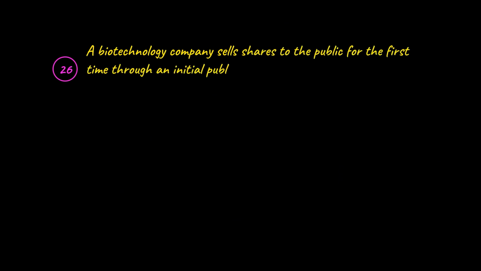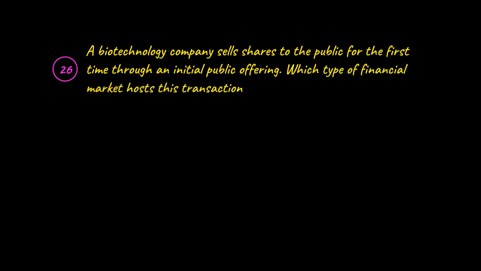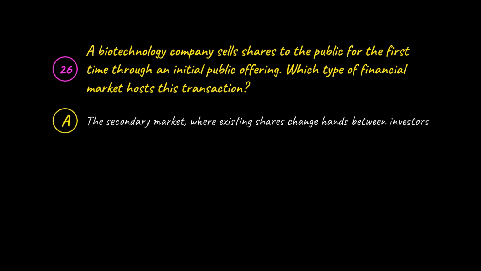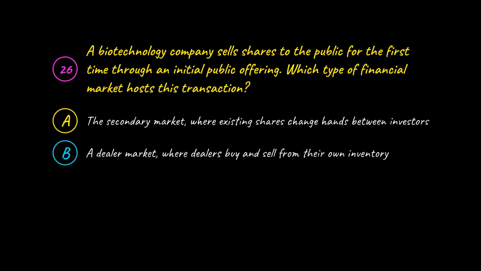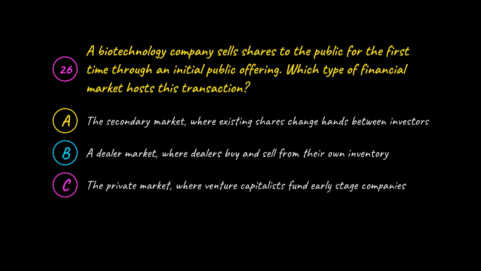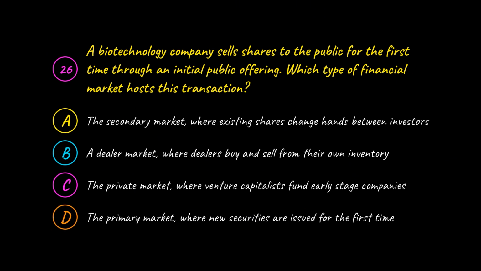Question 26. A biotechnology company sells shares to the public for the first time through an initial public offering. Which type of financial market hosts this transaction? Your options are A. The secondary market, where existing shares change hands between investors. B. A dealer market, where dealers buy and sell from their own inventory. C. The private market, where venture capitalists fund early-stage companies. D. The primary market, where new securities are issued for the first time.